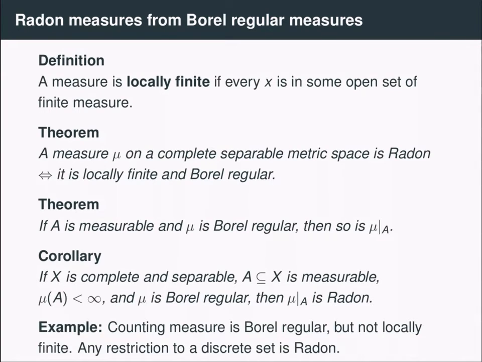So for example, consider counting measure. This is a Borel regular measure. It's Borel simply because all sets are measurable, and any set of finite measure is a finite union of points, which is a Borel set, and so it must be Borel regular. However, it's not locally finite in any Euclidean space, since any Euclidean ball has infinitely many points. However, if we restrict to a discrete set, then this is a Radon measure, since discreteness implies no ball contains infinitely many points, and so counting measure will be locally finite on this set.